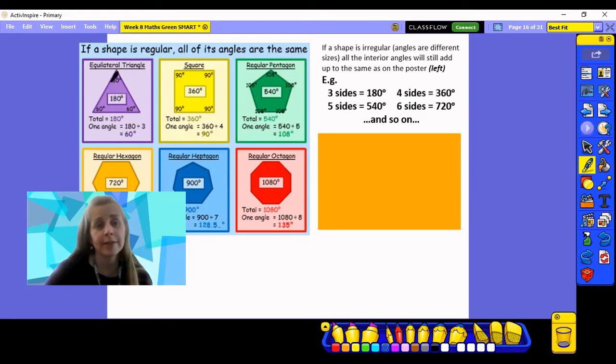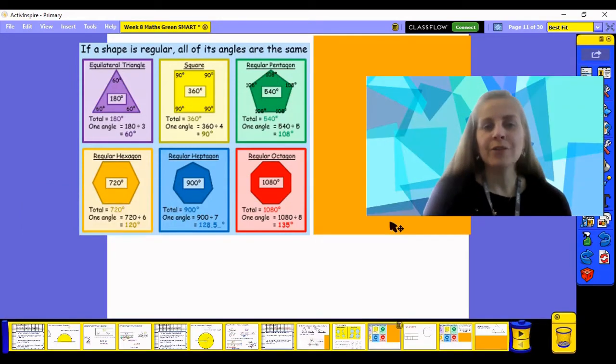Now we know that when it comes to equilateral triangles and regular shapes, the angles are the same, but every shape, whether it's irregular or regular, will still have interior angles that add up to the same total. Three-sided polygons add up to 180, four-sided quadrilaterals always have a total of 360, five-sided 540, six-sided 720, and so on. So it doesn't matter whether they're irregular or regular, that still applies.